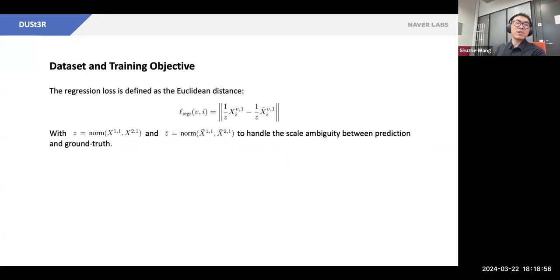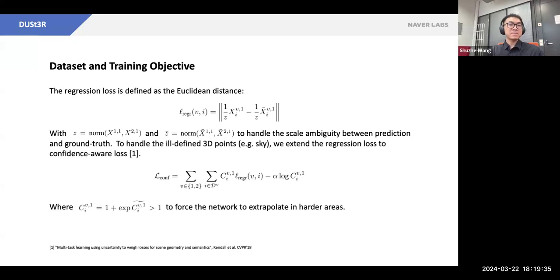And then here are the training objectives, like the regression. We directly regress the 3D point map, so it is optimizing the Euclidean distance. Here X is the ground truth point map, and X bar is the predicted point map. And we scale it with the average distance of the points to the origin, to avoid the scale ambiguity between the prediction and the ground truth. So this is also the answer to the previous question.